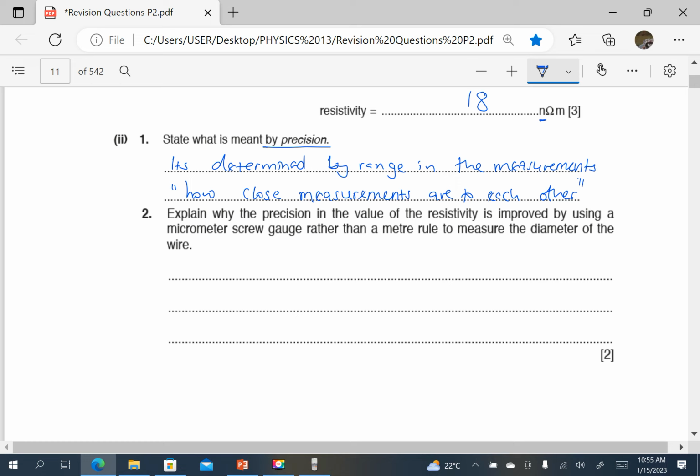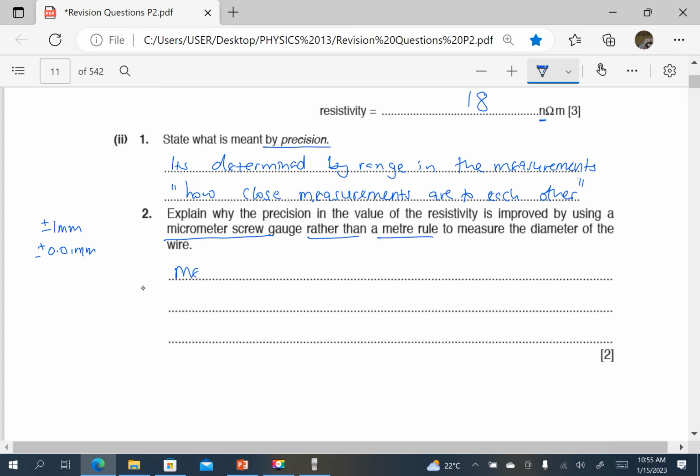Explain why the precision of the value of resistivity is improved by using a micrometer screw gauge rather than a meter ruler. Why not a meter ruler but a micrometer screw gauge? We know that a meter ruler's smallest division is 1 millimeter. Therefore, a meter ruler measures to plus or minus 1 millimeter. But a micrometer screw gauge's smallest reading is 0.01 millimeters, so it measures to plus or minus 0.01 millimeters. So we expect less random error in the micrometer than the meter ruler.